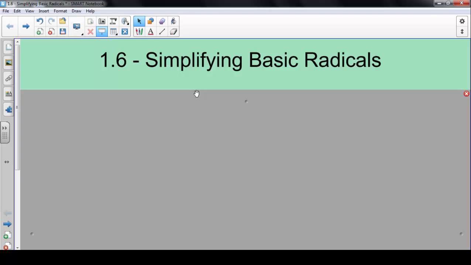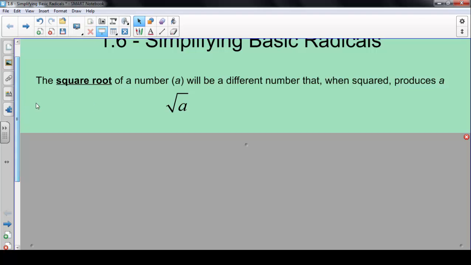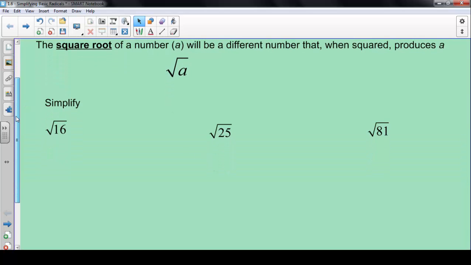Section 1(6), simplifying basic radicals. So when we talk about the square root of a number, it's going to be a different number that when you square it gets us back to what we want inside the root. So for example, if we're looking at the square root of 16, we know that 16 can be written as 4 squared. So the square root of 4 squared is 4.